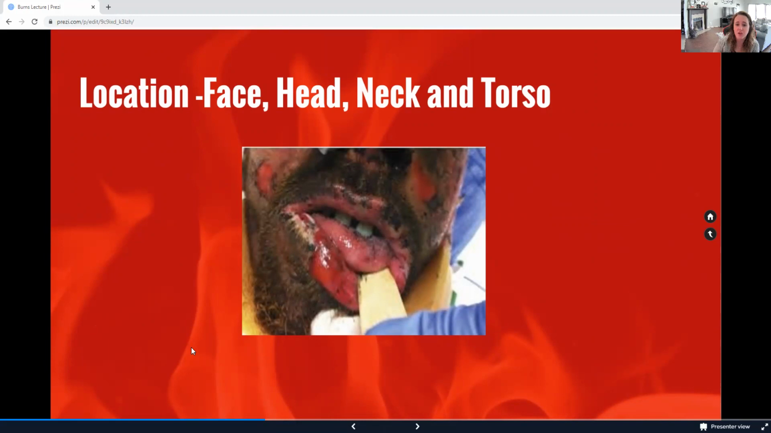So some of the things you're going to look for, the cardinal signs, are singed nose hairs, maybe black. You'll see that black soot on the face. You can see burn injuries to the lips or the oral mucosa, even sometimes on the inside of the mouth. They can cough up sputum that has the black carbon specks in it.